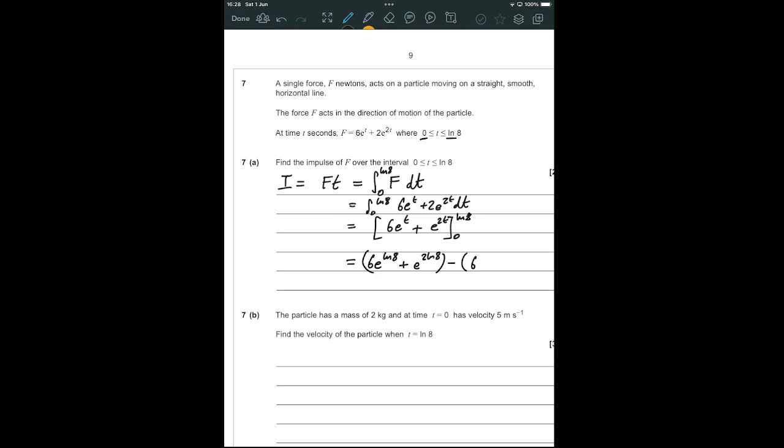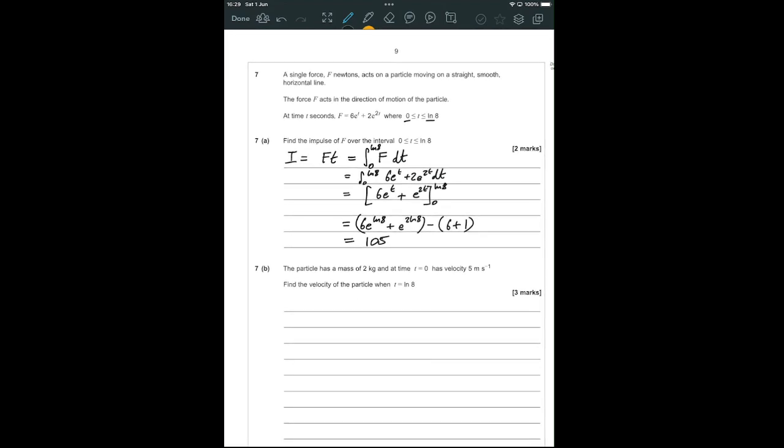Subtract 6, or e to the 0 is just 1. So that is going to be, well, e to the ln 8 is just 8, so that's 6 times 8, plus 2 ln 8 is ln 64, then the ln and the e cancel. Subtracting the 7 is 105.